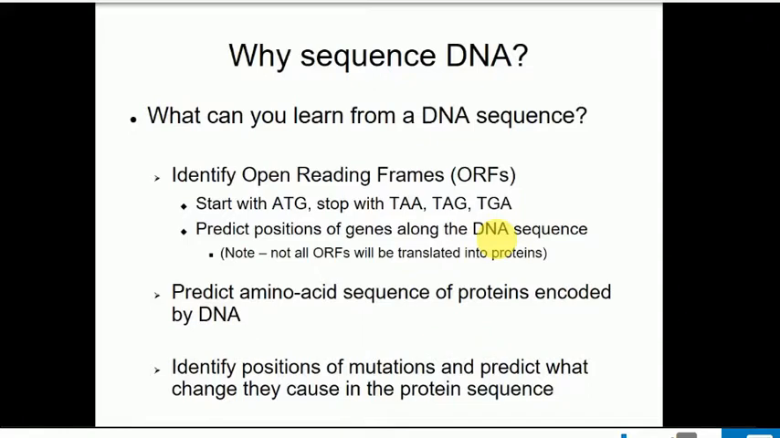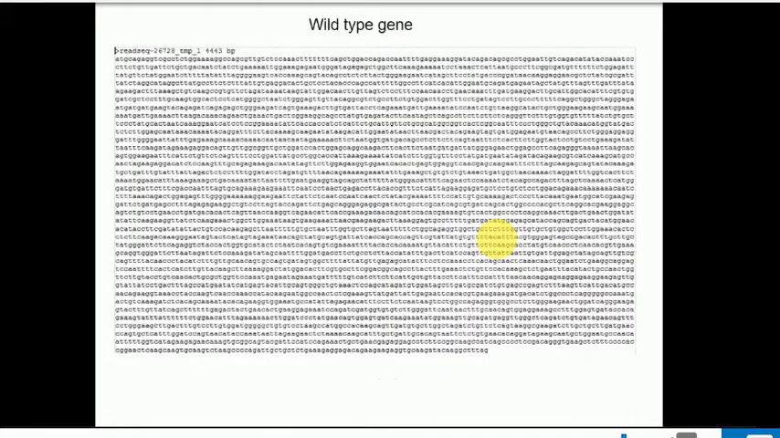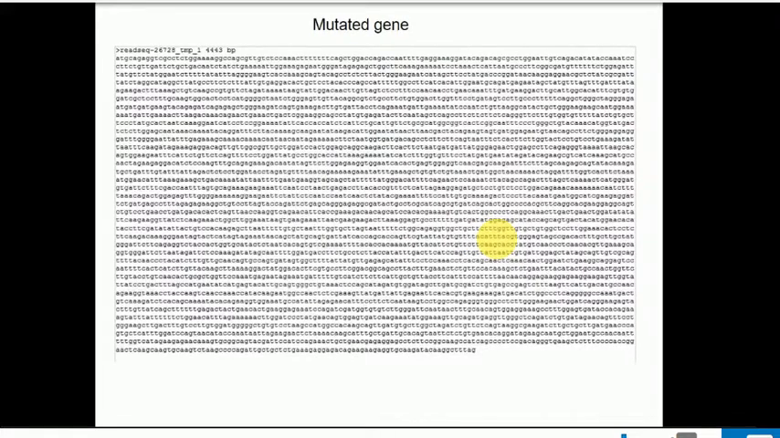If you're looking, as you often are, at sequences which are mutated, the DNA sequence is crucial because the DNA sequence will tell you where those mutations are and it will tell you what changes they will cause in the protein sequence. So again, here's an example. Here's a gene. It's a wild-type gene. It's a human gene. And here's the mutant version of the gene. Now, I'm sure you all spotted the difference between the two. So again, there's the wild-type gene. There's the mutated version of the gene. Where's the difference between them?